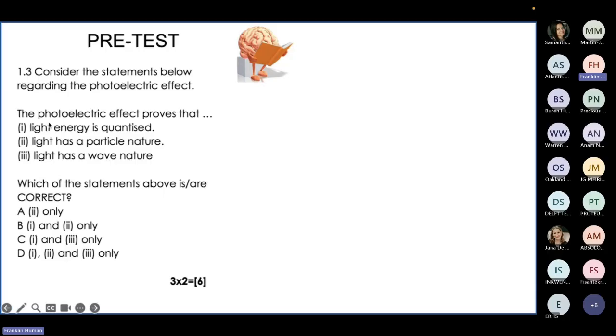And then obviously light has a particle nature. That's talking about photons. Light has a wave nature. We know that light has a wave nature as well, but you must apply this question in the context of the photoelectric effect. Right, let's get into it.